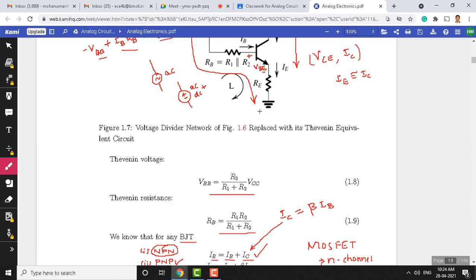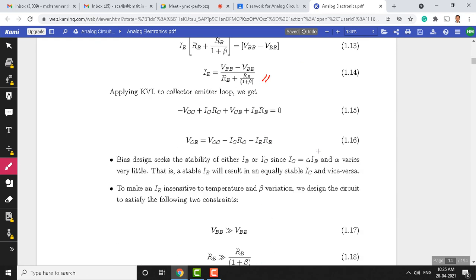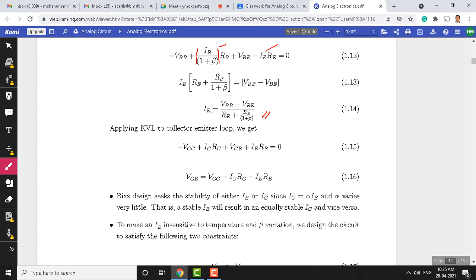Straight away we are unable to get IC, we got IE, but look here, the currents IC and IE are going to be equal. For any transistor these two currents will be approximately equal, since the gain alpha is very small. That's what we are highlighting next. For the time being you can remember this equation: IE is equal to VBB minus VBE divided by RE plus RB divided by 1 plus beta. Since IC and IE are approximately equal, this IE will be equal to IC also.